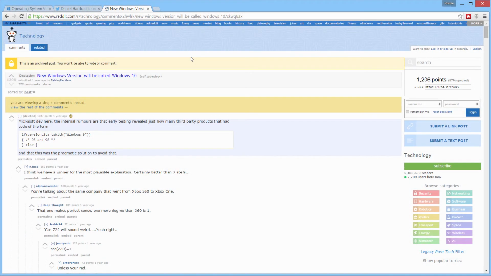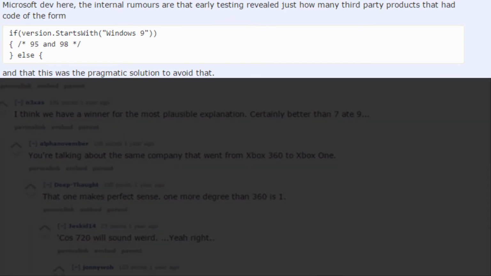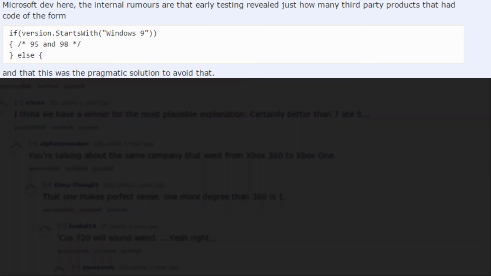Another possibility is that Microsoft was creating an elaborate workaround for a code glitch. So if you go back to a Reddit article that was posted about a year ago, there's someone who is purportedly a Microsoft software developer. And he says here, Microsoft dev here, the internal rumors are that early testing revealed just how many third-party products had code of the form, and then he gives this interesting pseudocode snippet. You don't have to know code to understand this. You can see here that this code is basically saying, hey, if the version starts with Windows 9, then do something. And so if it's only checking for the first digit, that would also include version 95 and 98. And therefore, it might break backwards compatibility, or the application might think that it is running in an older version of Windows, and really it's running in a new version. So that could cause some problems. I don't know if this is true or not. It's just a theory.